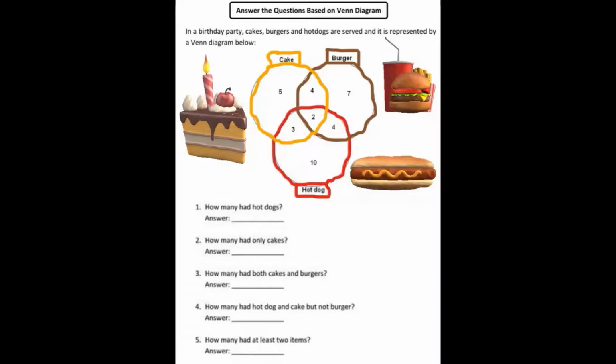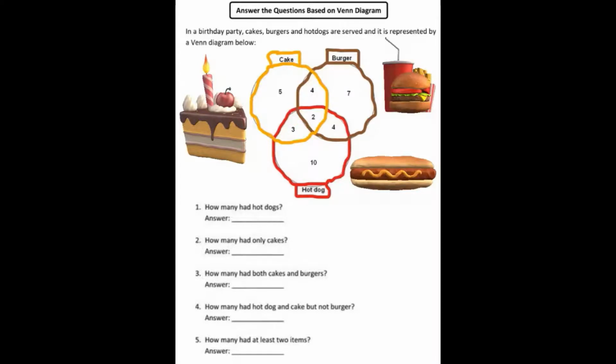Based on that question, we know 10 for sure had just hot dogs, but we also know 4 more here had hot dogs as well, along with a burger. And we also know that 2 more here also had a hot dog, a burger, and a cake here. And then we also know that 3 people had a hot dog as well as a cake.